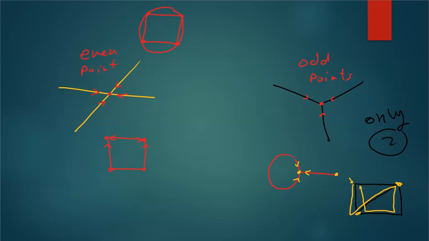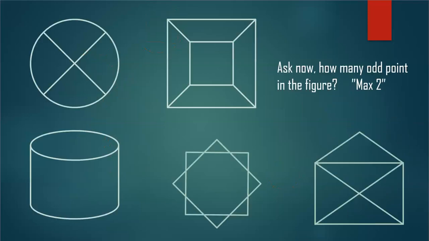So you failed, okay? Now let's see our problem again. We need now to ask ourselves how many odd points we have in the figure. If the figure has more than two, it's impossible to be solved. So let's count. Here is an odd point. Here is an odd point. Odd point. So this figure cannot be solved.